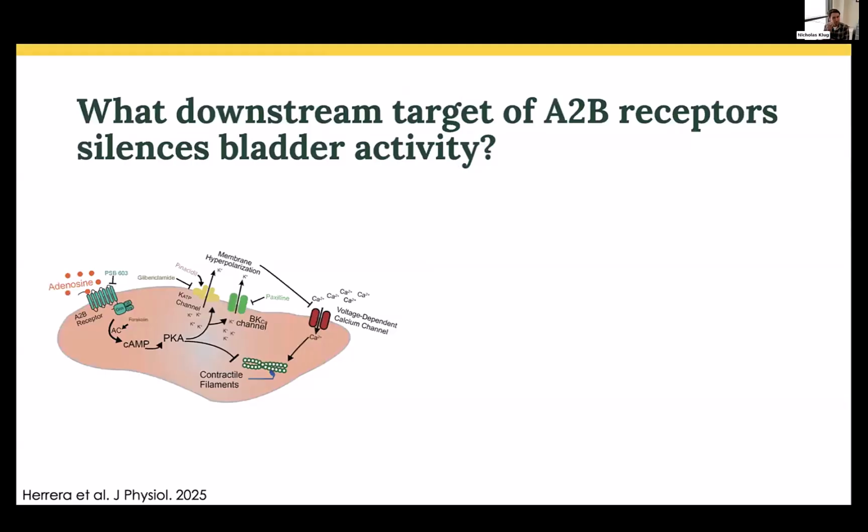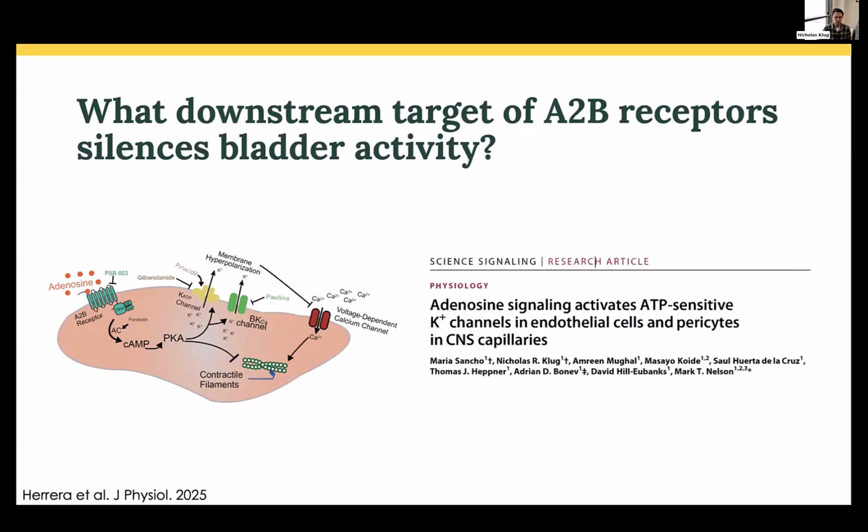So this potent effect of downstream adenosine receptors in the bladder smooth muscle cells got me pretty excited because, at the same time, maybe a little bit before this, we were working out that adenosine had dramatic hyperpolarizing effects within the brain capillaries. We published a paper a few years ago showing that the effects of adenosine within the brain capillaries, the pericytes and the endothelial cells, were transduced through activation of vascular KATP channels, which are highly sensitive to PKA.